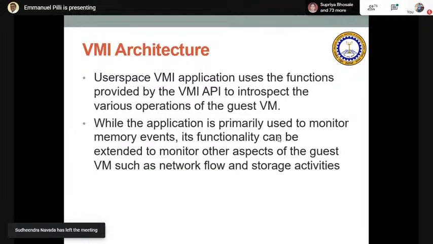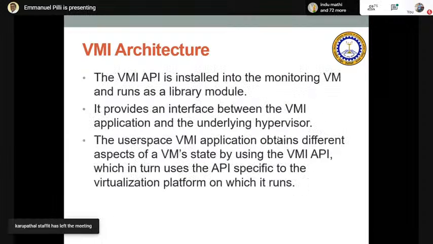Once you install the libVMI software, you get a lot of functions, which are provided by the VMI API to introspect the various operations. Various operations can run on the VM and you can get the information: how the VM is running, what it is executing, and what it is requesting are easily obtained by the VMI application. While the application is primarily used to monitor memory events, its functionality can be extended to monitor other aspects of the guest. Initially, somebody wanted to observe what the virtual machine is doing. Later, you can extend it to include more features, such as accepting and rejecting certain things.